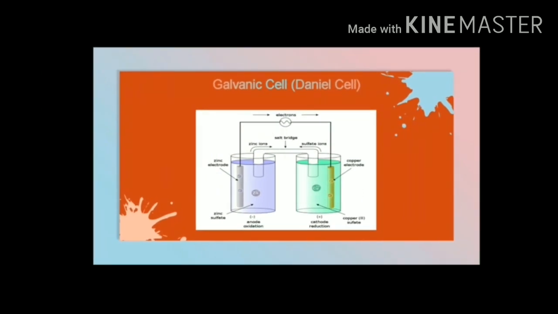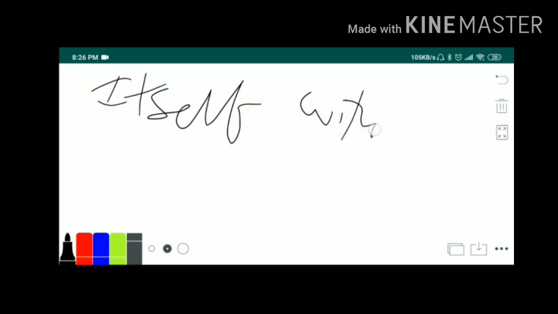Then what happens? This is linked with each other, and here a voltmeter is there. So this is a spontaneous process. What is a spontaneous process? Here it takes place by itself, without the need of external energy.